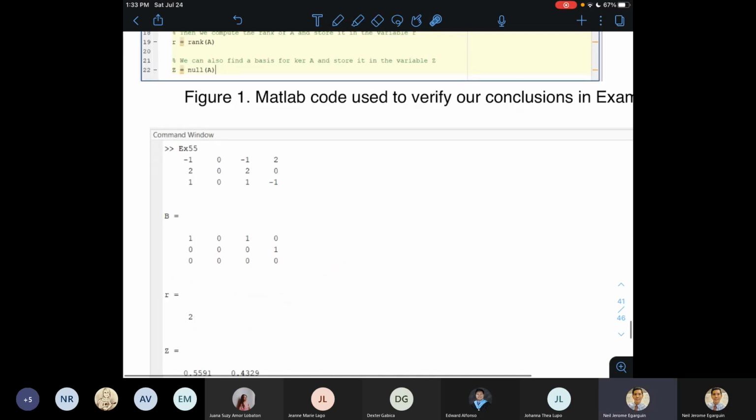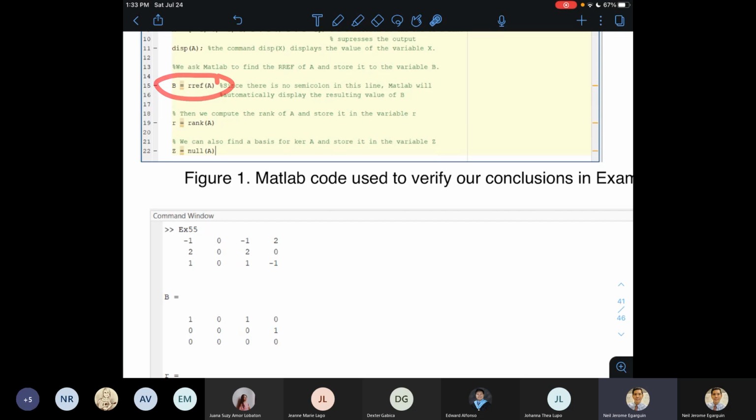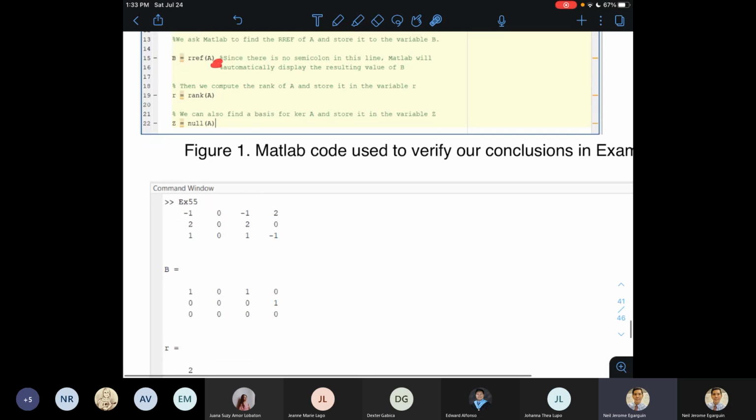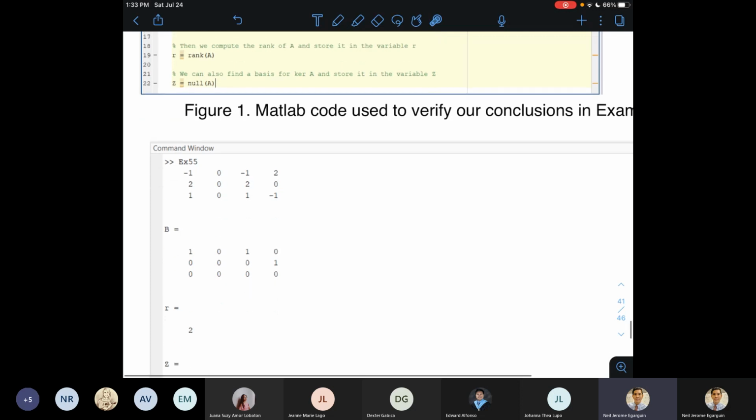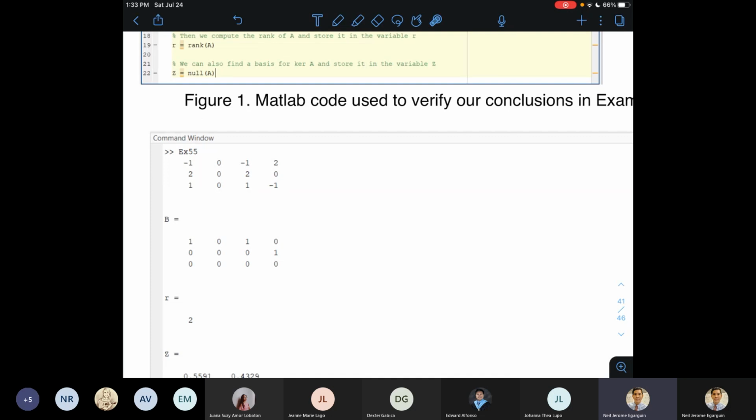Okay? And then line 15, find the RREF, walang semicolon. So right after line 15, MATLAB will output B as this guy, which is exactly the B that we got, right? The RREF for A that we got in example 55. Okay, so hindi nyo kailangan manu-manuhin. And then, yung rank, alam natin, so kunwari, ito lang yung alam natin. Oh, alam ko yung RREF, meron dalawang non-zero rows. So that means the rank is automatically 2. But again, thanks to MATLAB, in line 19, we asked it to compute the rank for us. And true enough, it gave us 2.